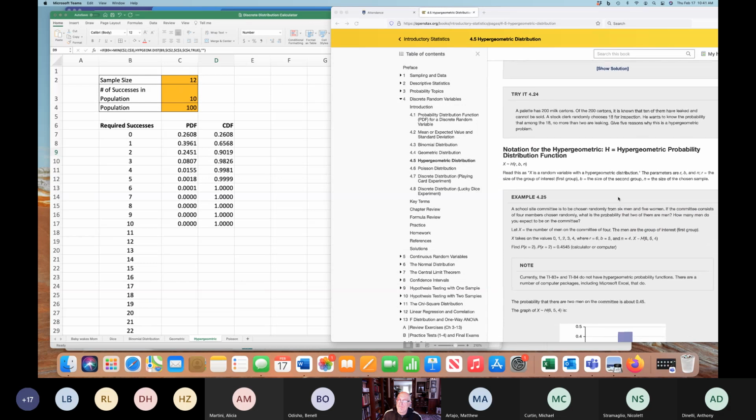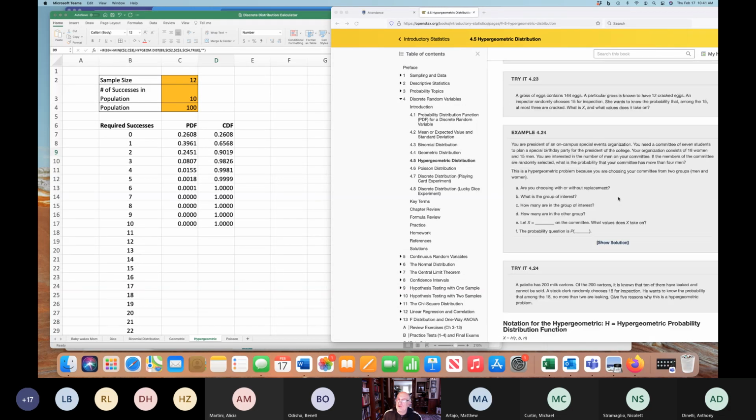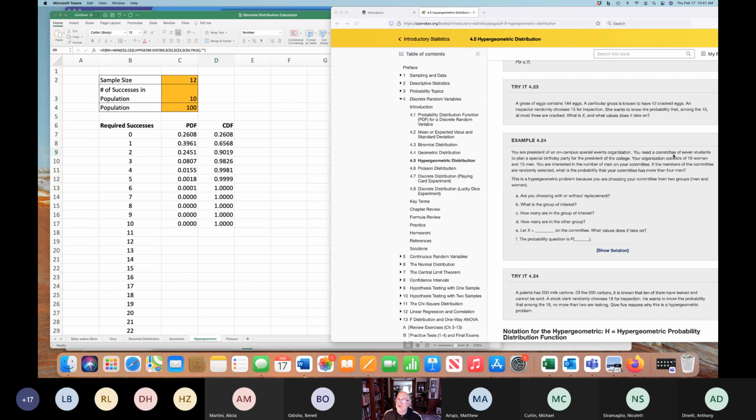Well, we'll do it again. You need a committee of 7 students to plan a special birthday party for the president. Your organization consists of 18 women and 15 men. You're interested in the number of men on your committee. If the members of the committee are randomly selected, what is the probability that your committee has more than 4 men? Okay.